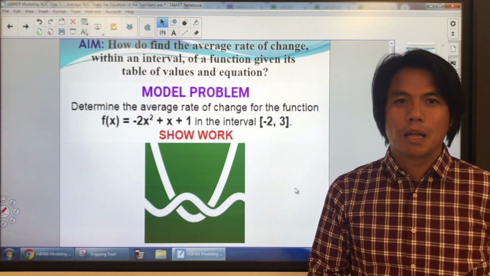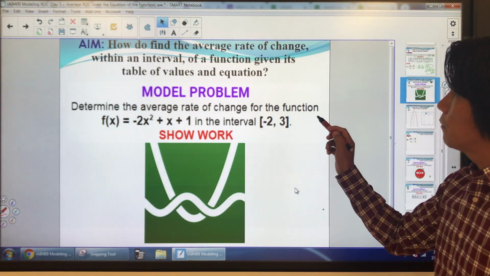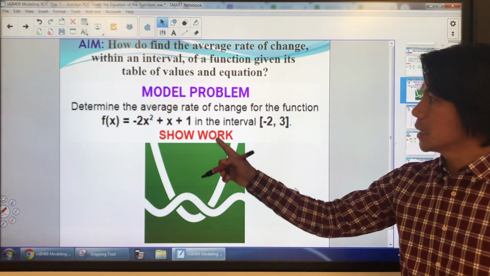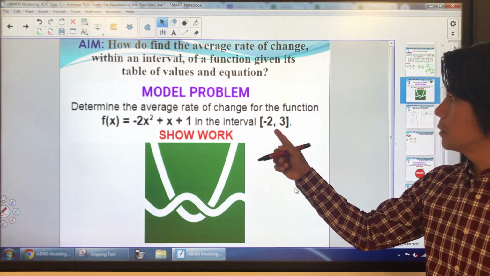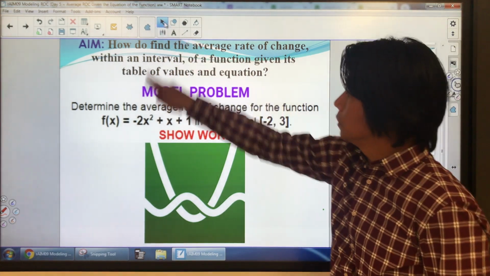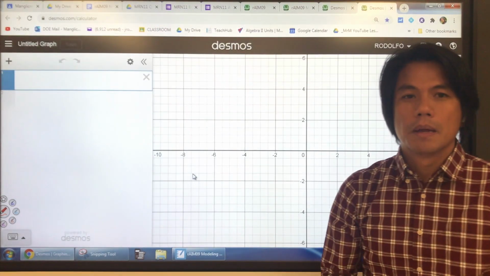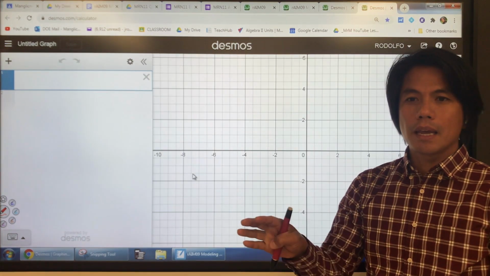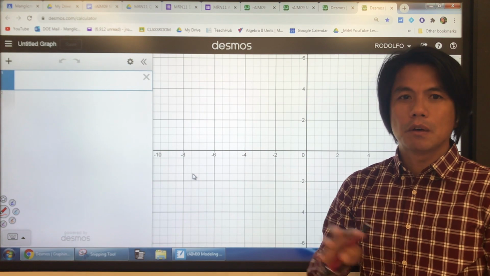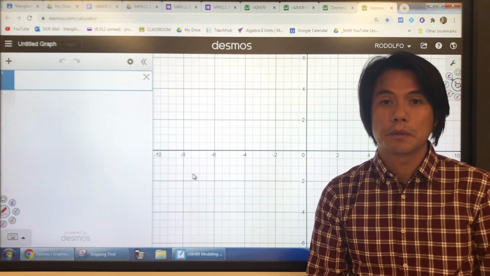Now let's go to the model problem. It says determine the average rate of change for the function f of x is equal to negative 2x squared plus x plus 1 in the interval from negative 2 to positive 3. So we're going to use Desmos to answer that question. Now be sure to log in when you use Desmos, or if you don't have an account, sign up so that you can save your work.